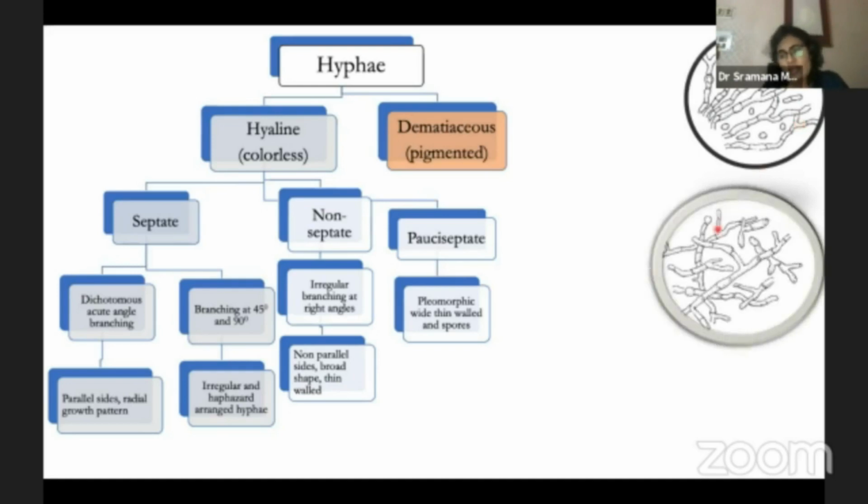Now look at this one. Here you have the same kind of thin-walled, regular septated fungal hyphae, but here the fungal branching is very haphazard. You don't see the radial pattern. But this is also hyaline. So that is why we have a group called hyalohyphomycetes, where Aspergillus is excluded. Even Candida can sometimes cause confusion because of its true septate hyphae. So those are excluded. For hyalohyphomycetes, we have to see whether there's branching both at 45 and 90 degrees, whether it's irregular, haphazardly arranged.